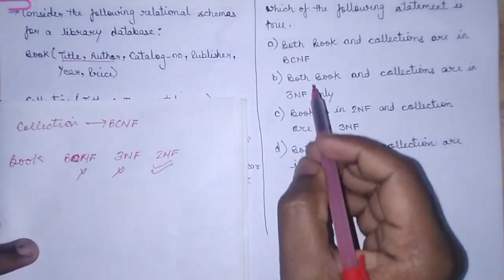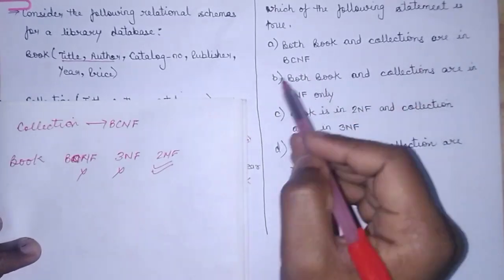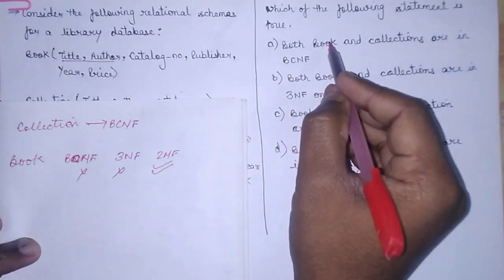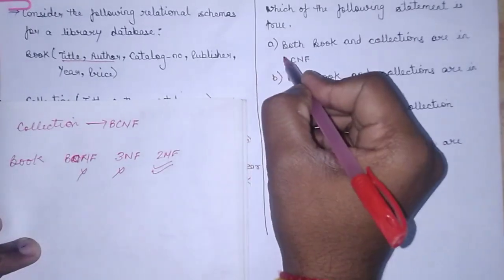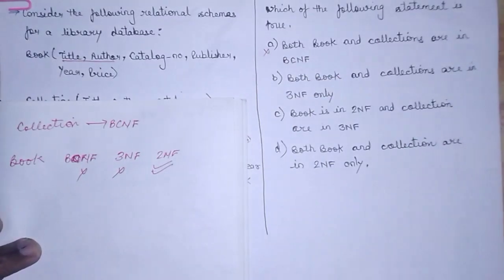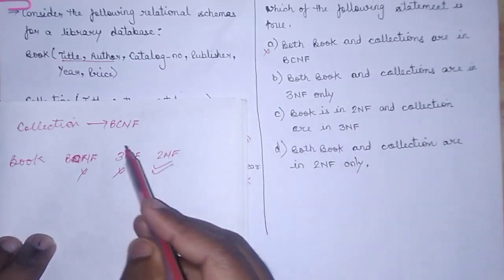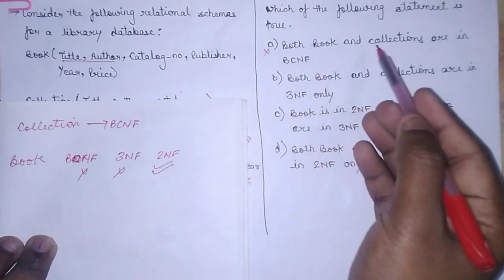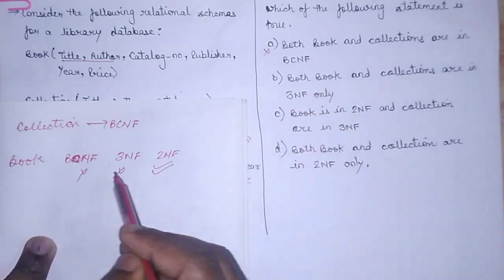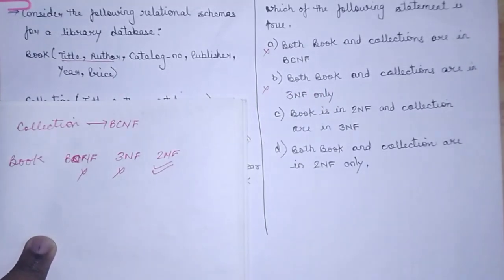The first option is both book and collection are in BCNF. No, because book is not in BCNF, so this is not the right answer. Now the second one: both book and collection are in 3NF. Collection is in 3NF, and it was also in BCNF, but book is not in 3NF, so this is also not the right one.